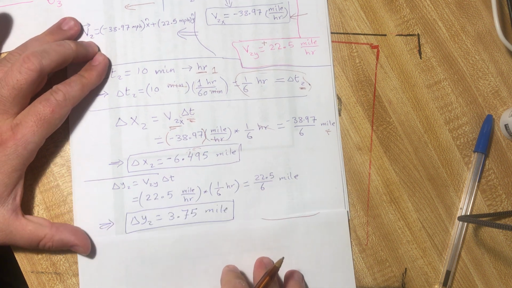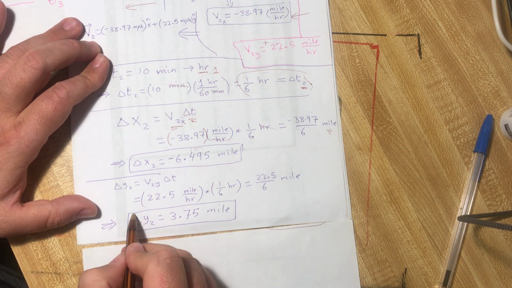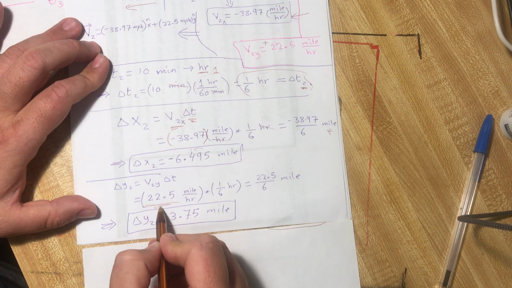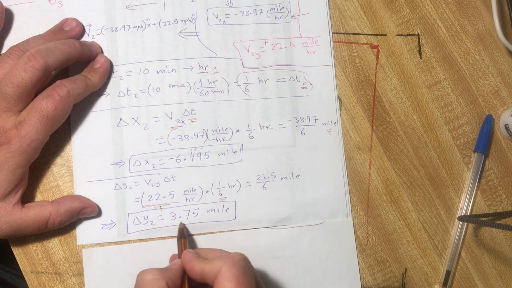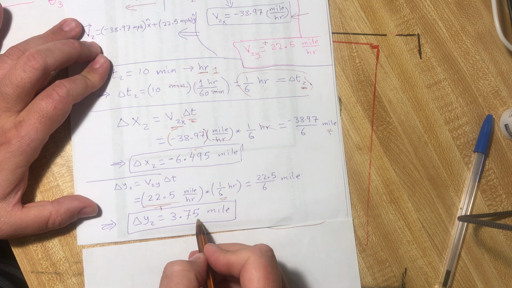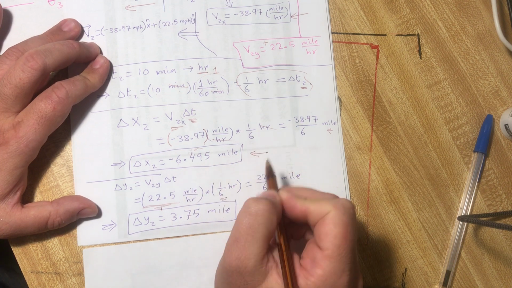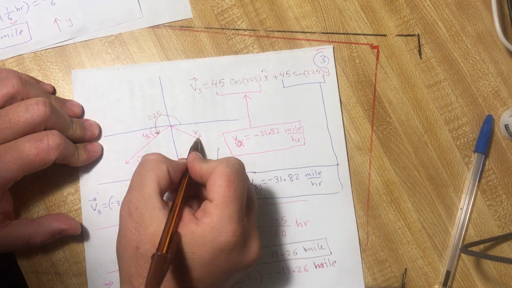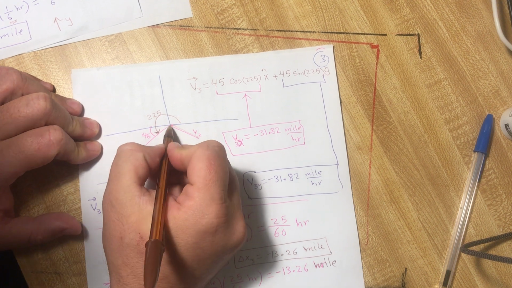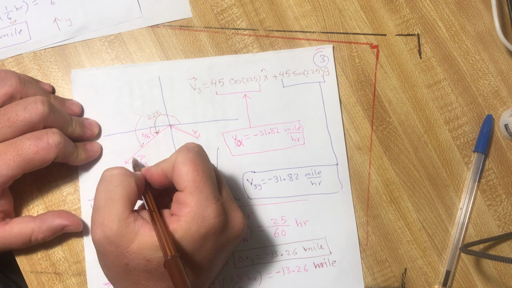The same way is used to find the change in position in the y direction. This is the velocity in the y direction, and this is the time, and the change in position is positive 3.75 miles in the positive y direction. This is in the negative x direction. Okay, this is the second stage. Now I will move to the third stage. This is the second stage, but the airplane turns 75 as we talked before.